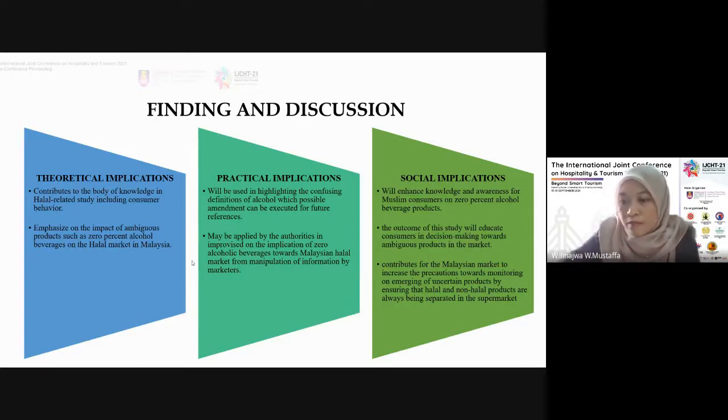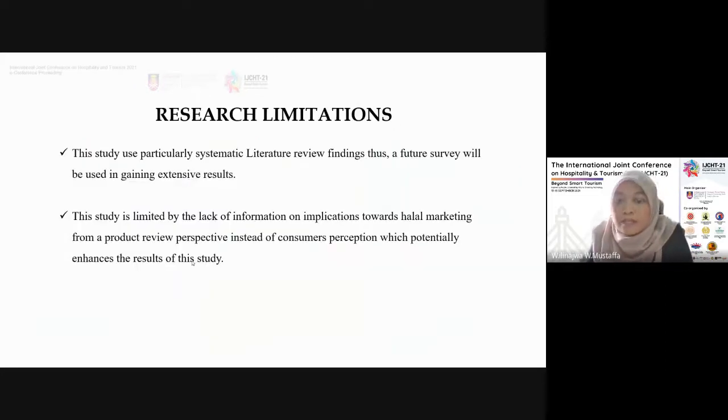And on the social implications, this study will enhance knowledge and awareness for Muslim consumers on 0% alcohol beverage products. In addition, the outcome of this study will educate consumers in decision making towards ambiguous products in the market. Hence, this study contributes to the Malaysian market by increasing precautions towards monitoring the emergence of uncertain products, by ensuring that halal and non-halal products are always separated in the supermarket. And next we go to research limitations.